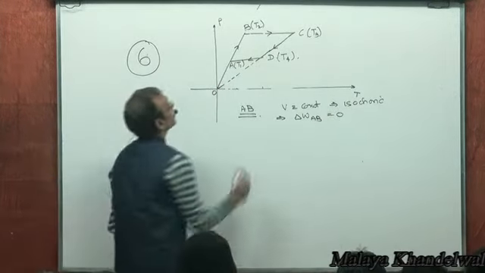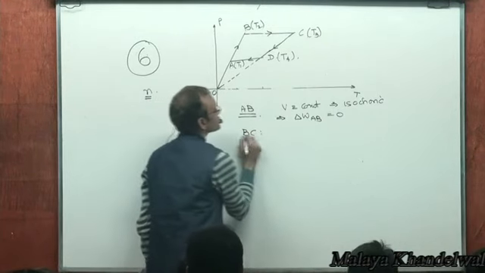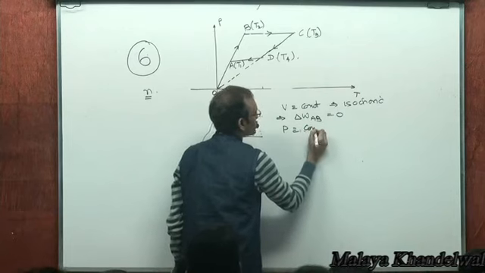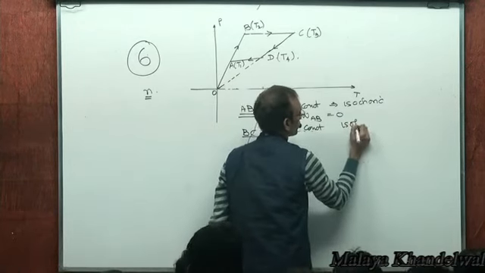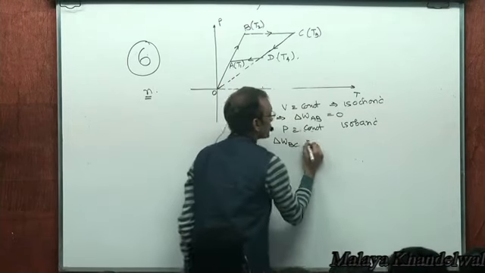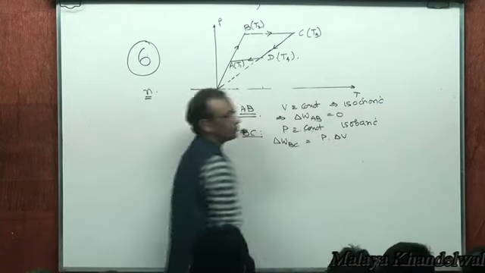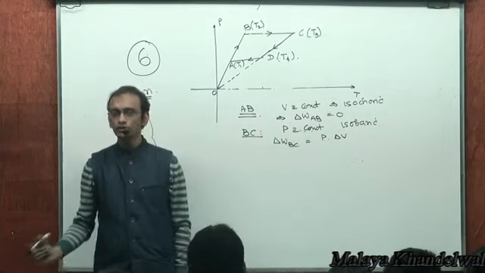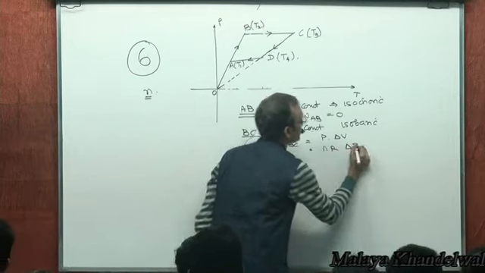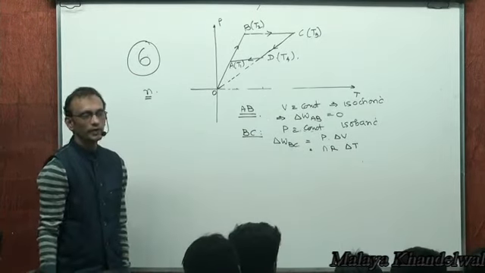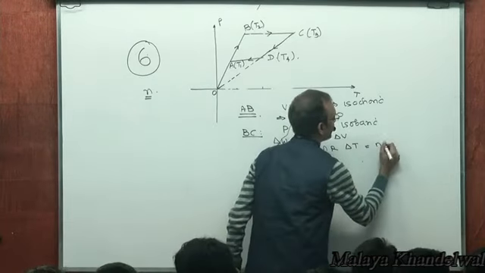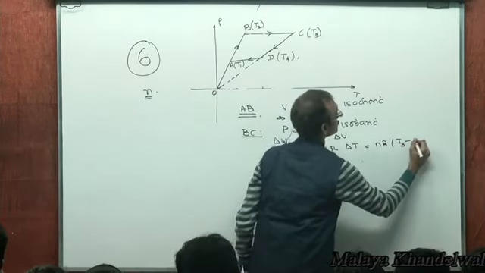Right? B to C is a constant pressure process. Isobaric. Work done in BC must be pressure into change of volume, constant pressure into the volume that changes, which must be nR into change of temperature. Pressure into change of volume would be nR into change of temperature, which is like nR into T3 minus T2.